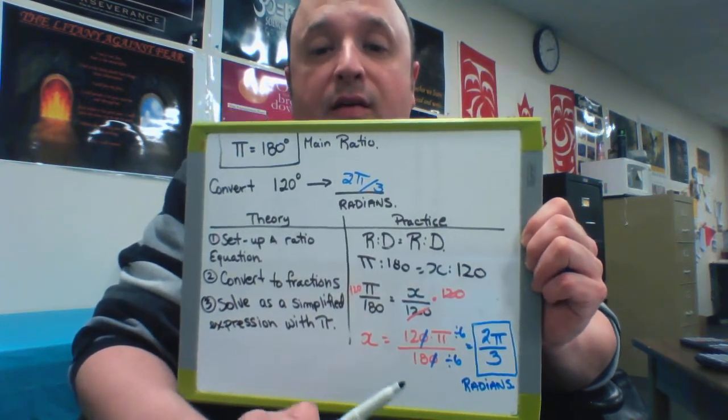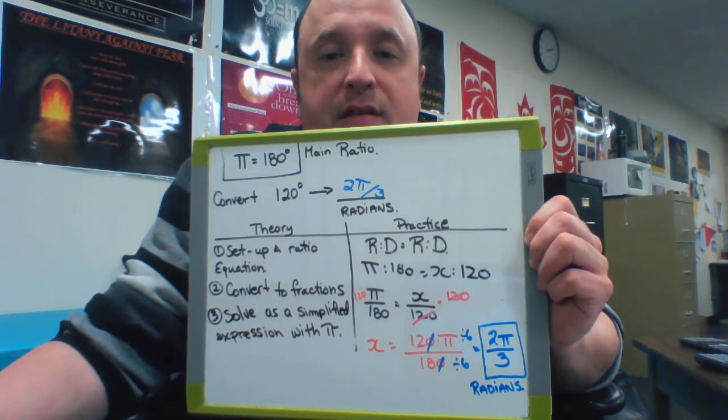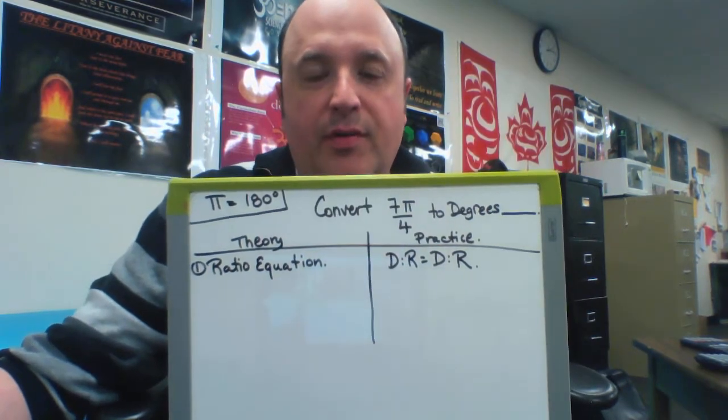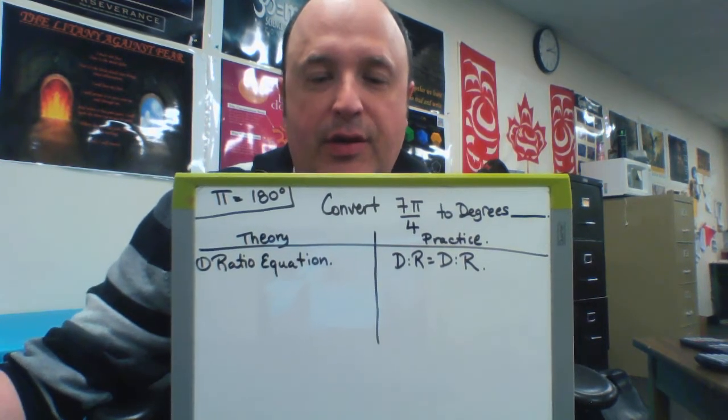And we'll look at that when we do the algebra, right? Because that can be a little bit challenging. So let's have a look at converting the other way. Same job converting backwards, right? If I give you 7 pi over 4 and I ask you to convert it to degrees, I've got to set up a ratio equation.